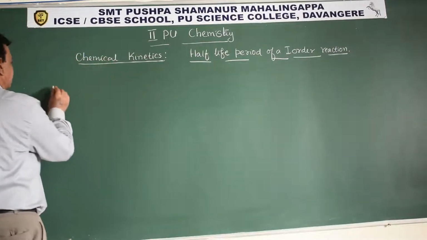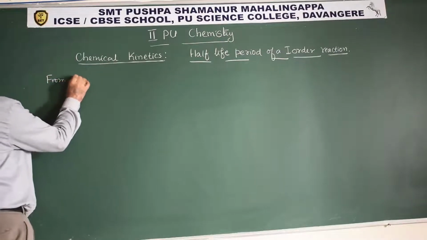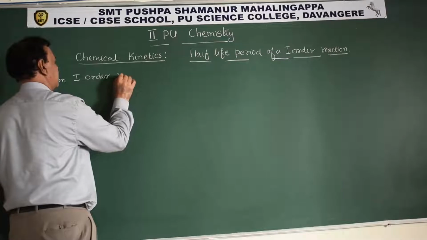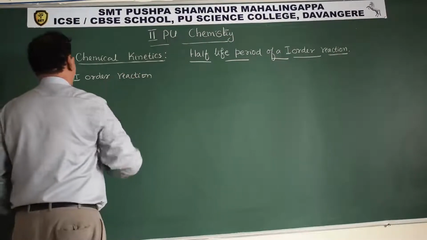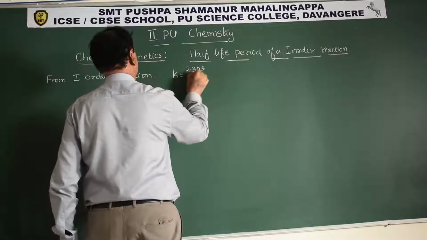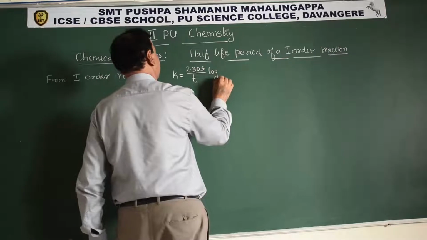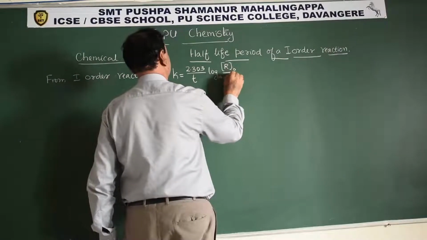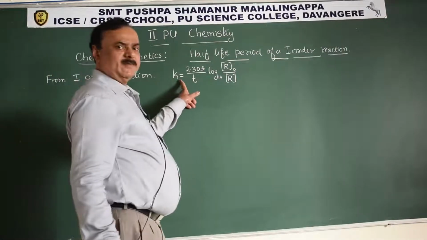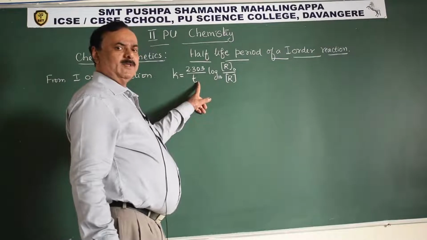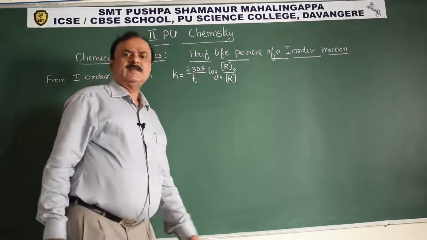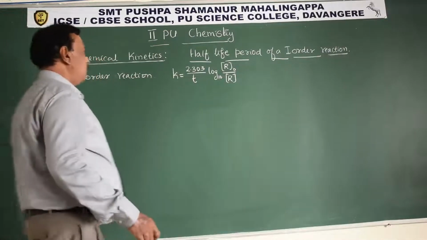Now from first order kinetics, for a first order chemical reaction, K is equal to 2.303 divided by T log base 10 of R naught divided by R. Where K is the velocity constant of the first order reaction, T is the time required to bring about the chemical change, R naught is the initial concentration of the reactant and R is the concentration of the reactant at an instant of time t.